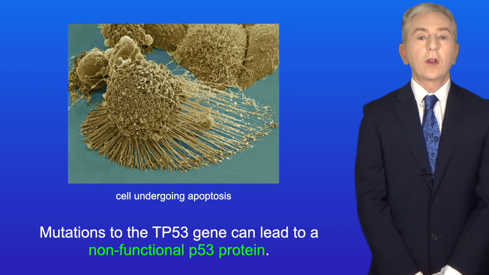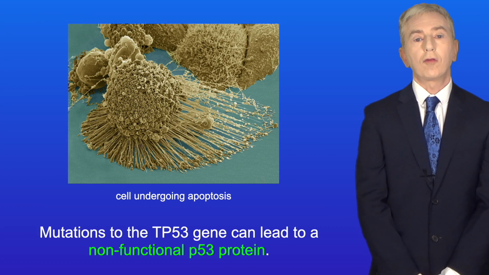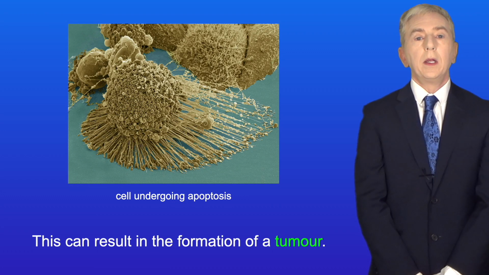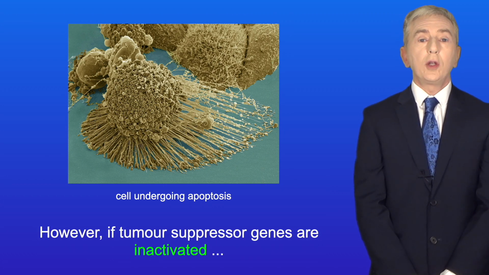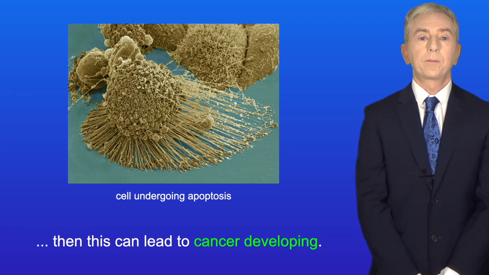Now, mutations to the TP53 gene can lead to a non-functional p53 protein, and this can result in the formation of a tumour. So as you can see, tumour suppressor genes reduce the chances of developing cancer. However, if tumour suppressor genes are inactivated, then this can lead to cancer developing.